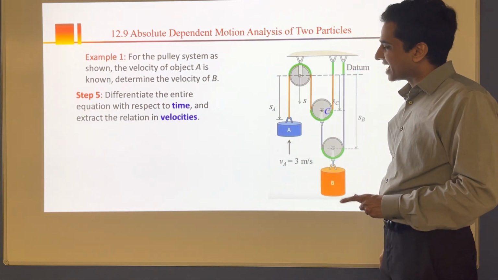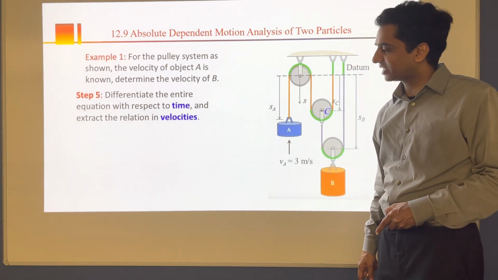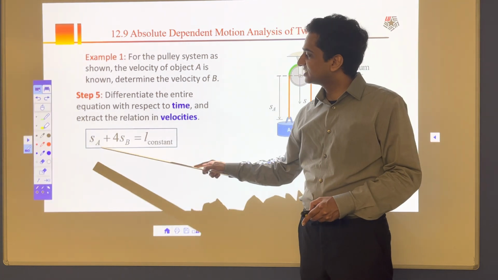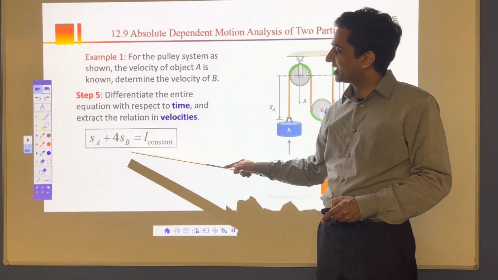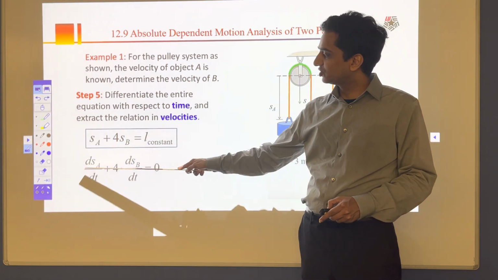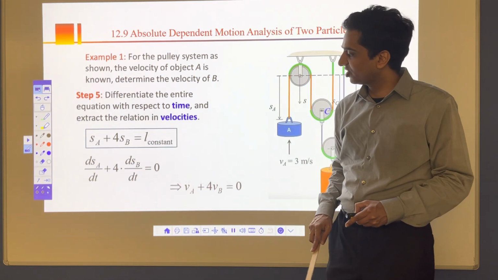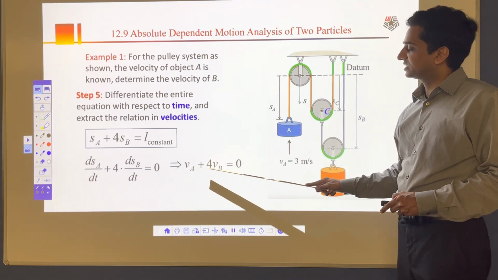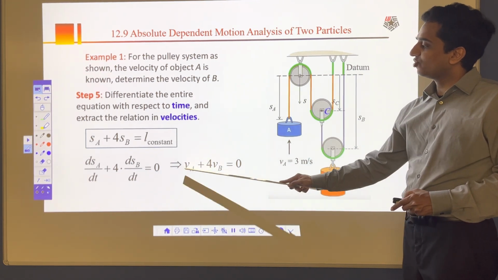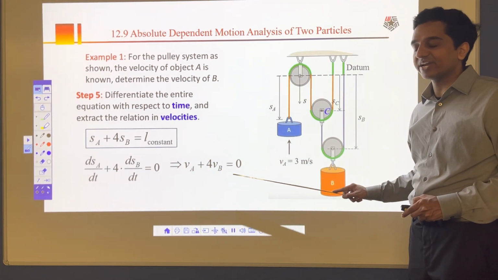Now, step 5 is easy. Differentiate that equation with respect to time. It is very simple: dSA by dt plus 4 dSB by dt is equal to the derivative of L constant. That's your velocity for A, that's your velocity for B, and the right side is equal to 0. That will become VA plus 4VB is equal to 0. Now you have the relationship VA is equal to minus 4VB.